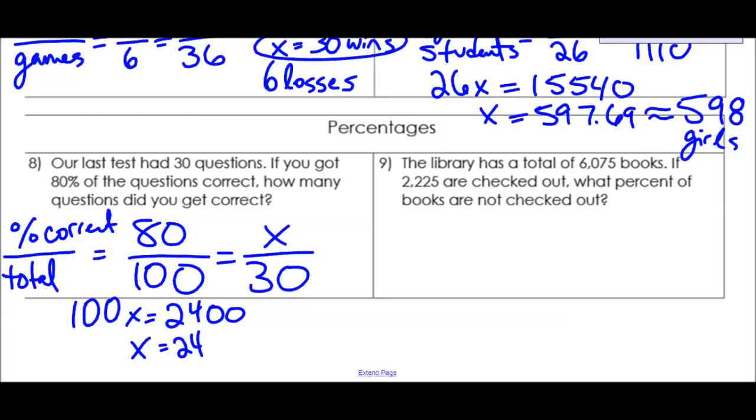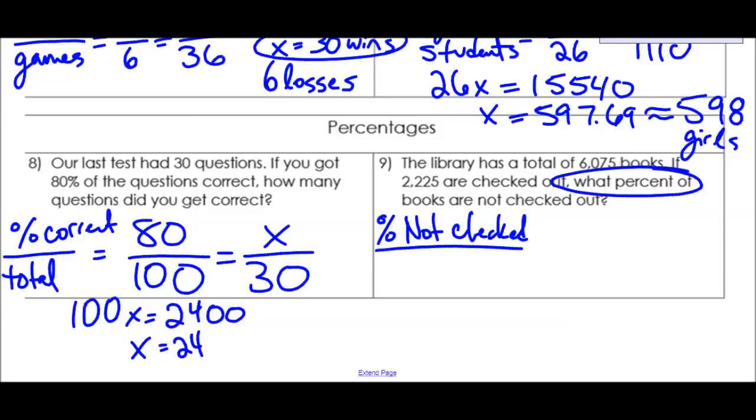The next one says the library has a total of 6,075 books. If 2,225 books are checked out, what percent of the books are not checked out? Okay, it's asking what percent. That still tells us part of the proportion. We're looking for the percent not checked out. And it's always out of the total. The percent is always out of the total.